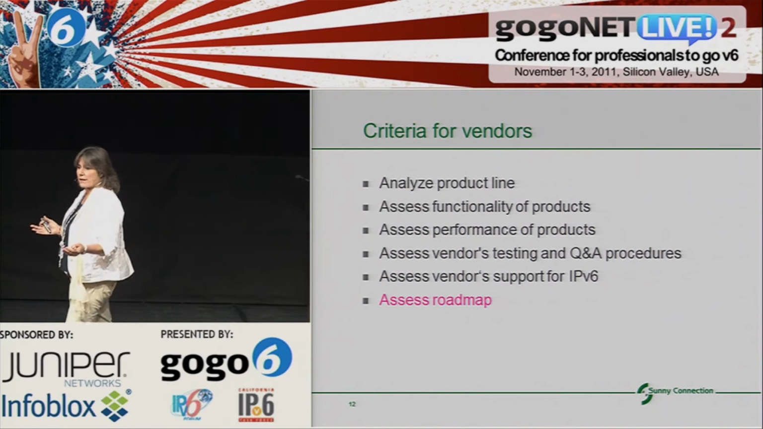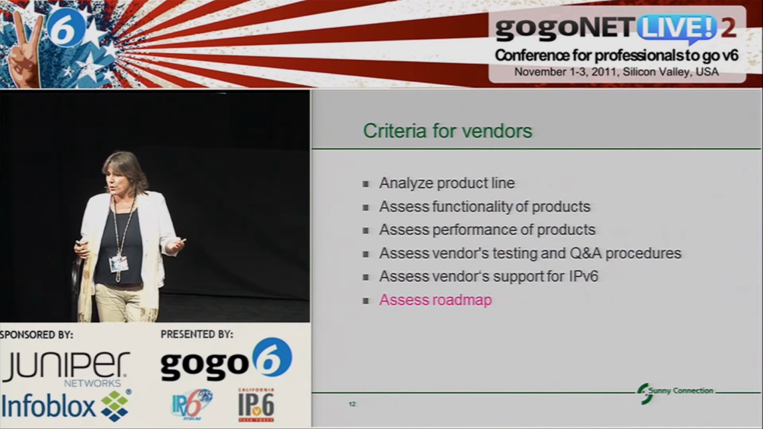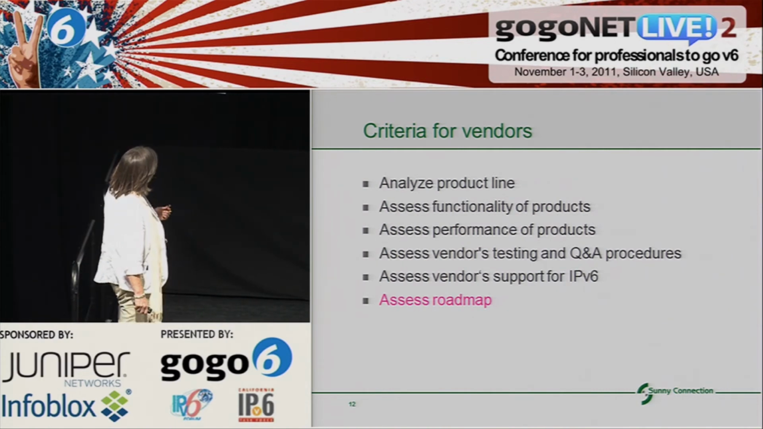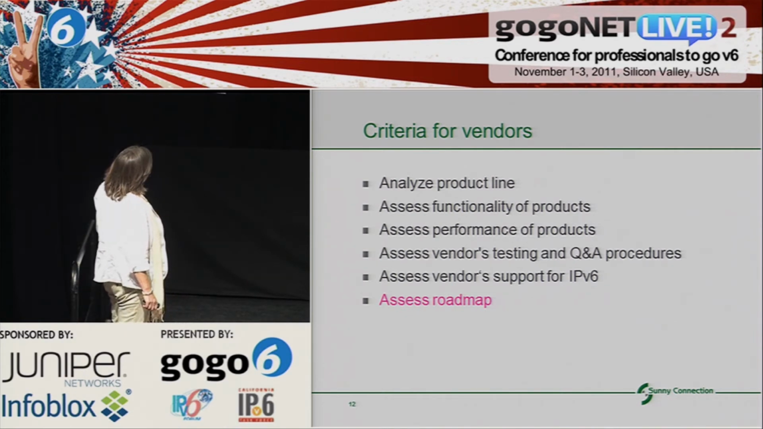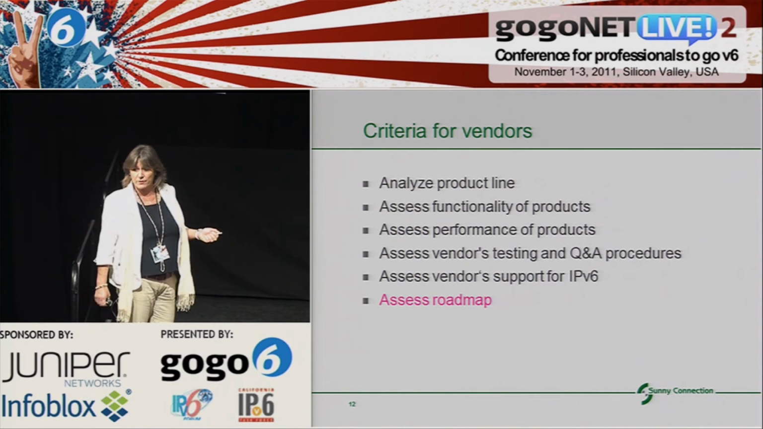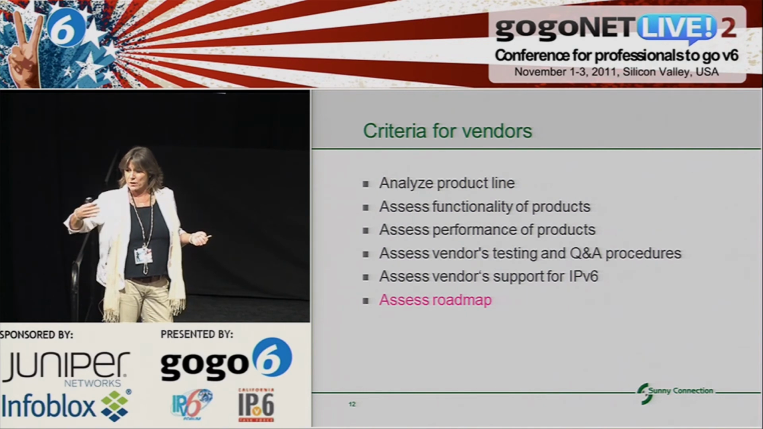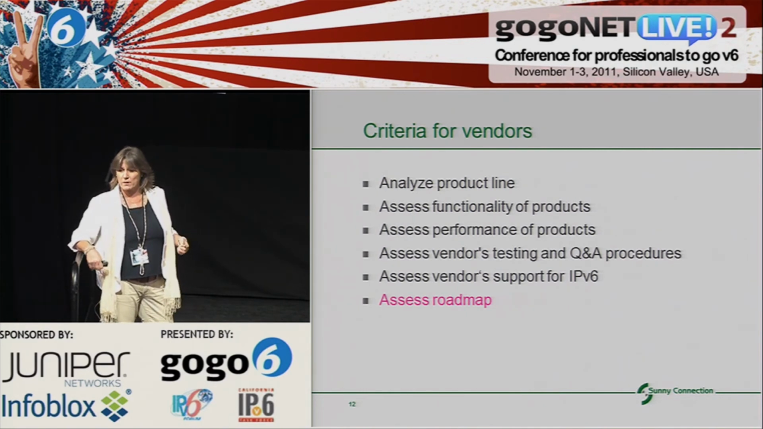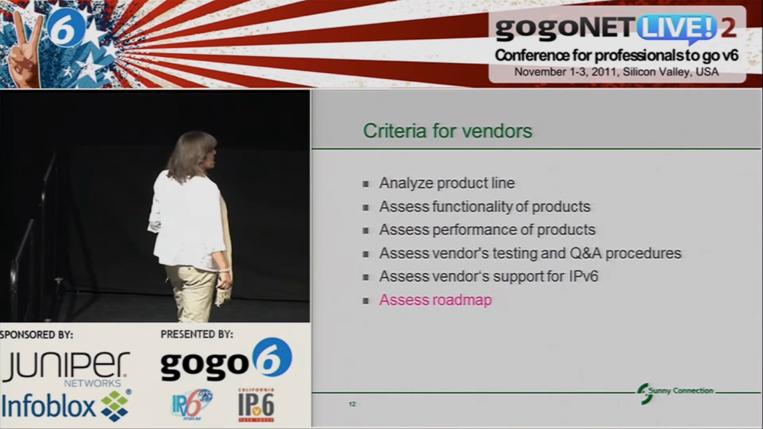So I would look at the whole product line. What other products do they have that I may not want to use today, but may need to use in the future? I will assess the functionality of the products that they offer and also the performance of the products that they offer. And then I will also assess the vendor's testing and QA procedures, because that gives me a certain guarantee that what's coming out of this vendor has been tested and I'm not his first and best test market.